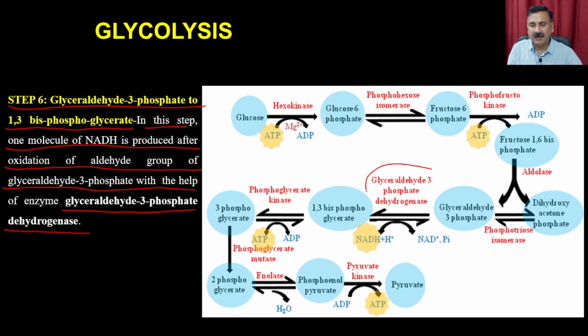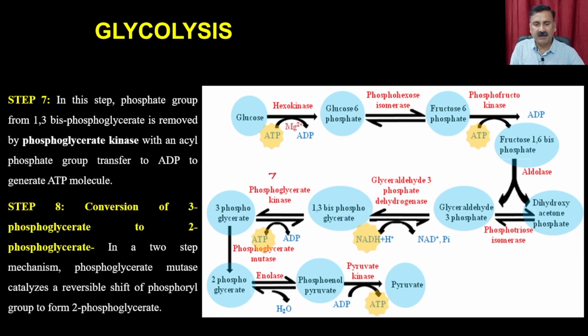This enzyme is also very important because it is going to produce the energy, or the reducing equivalent in the form of NADH, and that's why this enzyme is also a very important drug target. So glyceraldehyde 3-phosphate dehydrogenase is going to produce one molecule of NADH, and it will convert glyceraldehyde 3-phosphate into 1,3-bisphosphoglycerate. Then we have step number 7.